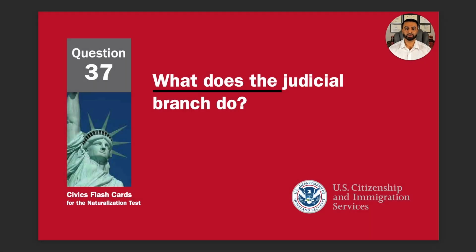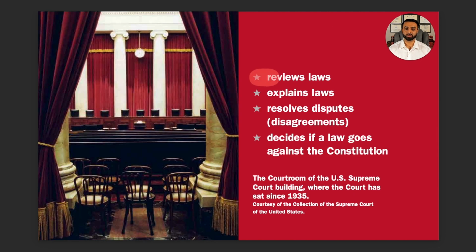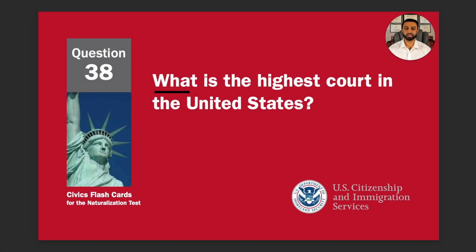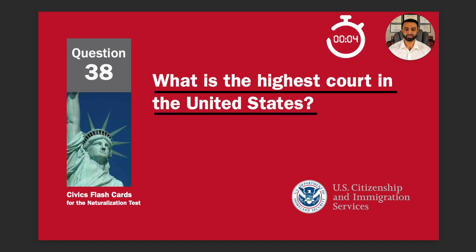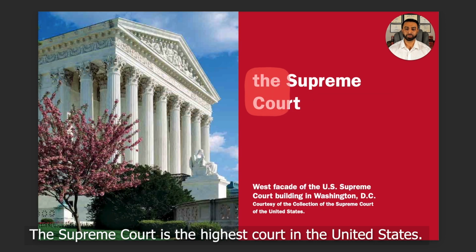What does the judicial branch do? The judicial branch reviews laws, explains laws, resolves disputes, or decides if a law goes against the Constitution. You'll only need to memorize one of these answers. What is the highest court in the United States? The Supreme Court is the highest court in the United States.